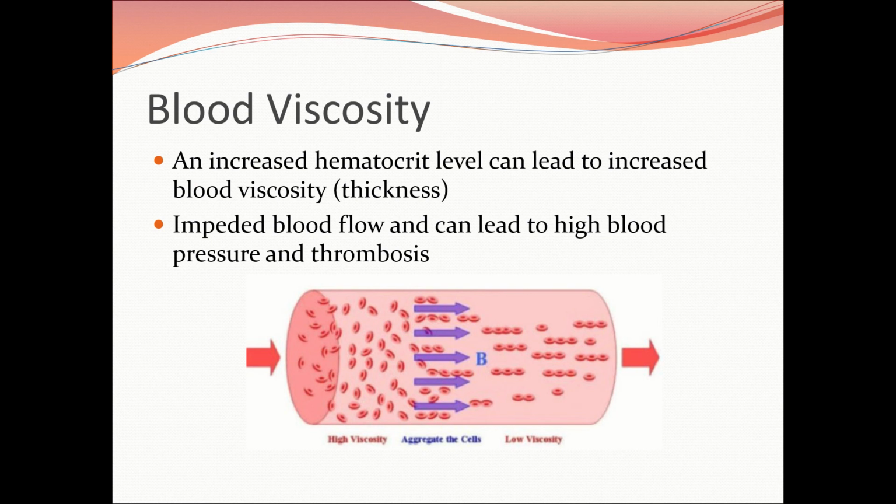Blood viscosity is the thickness of the blood. An increased hematocrit level, which is the level of red blood cells, can lead to an increased blood viscosity. Impeded blood flow occurs and can lead to high blood pressure and thrombosis, which would be a blood clot.